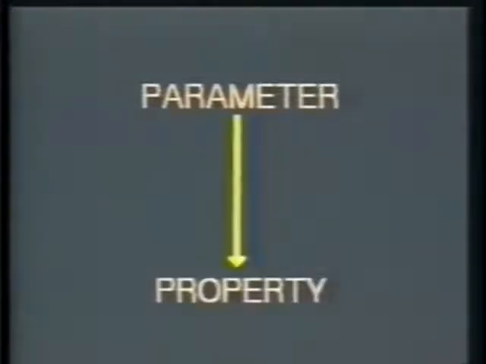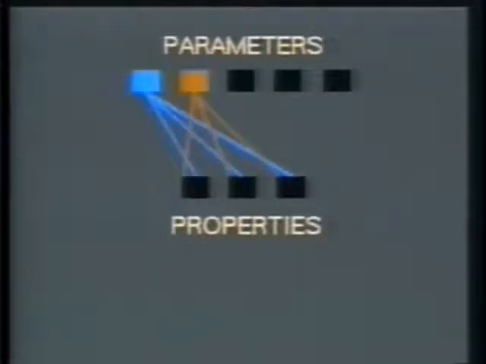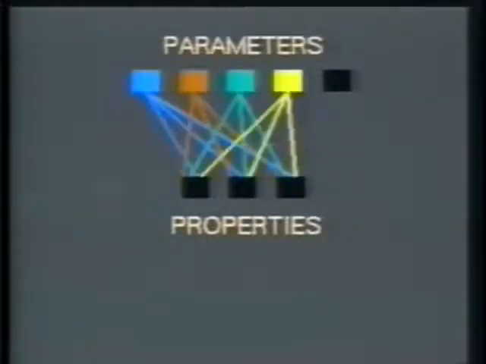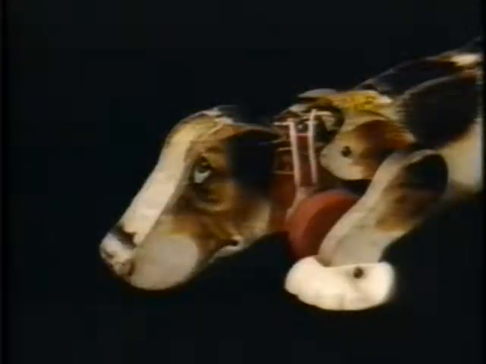When the designer alters a parameter, a property of the object changes. The weight of the toy, the wind resistance of the car, and the power of the chip. With most objects that are designed, there are many parameters, each affecting many important properties. For example, the material of this toy affects its weight, its cost, its manufacturability, and its fire resistance.